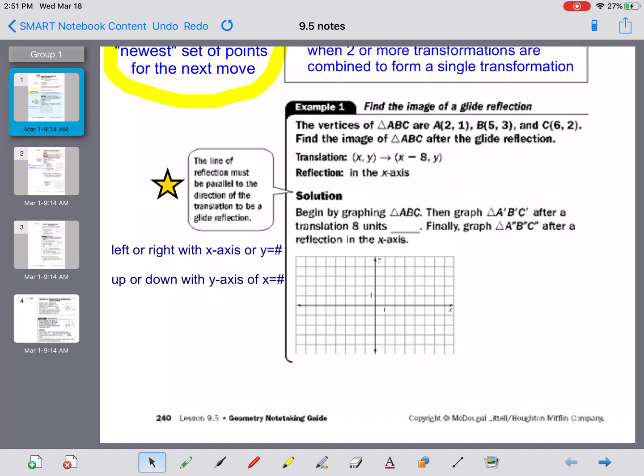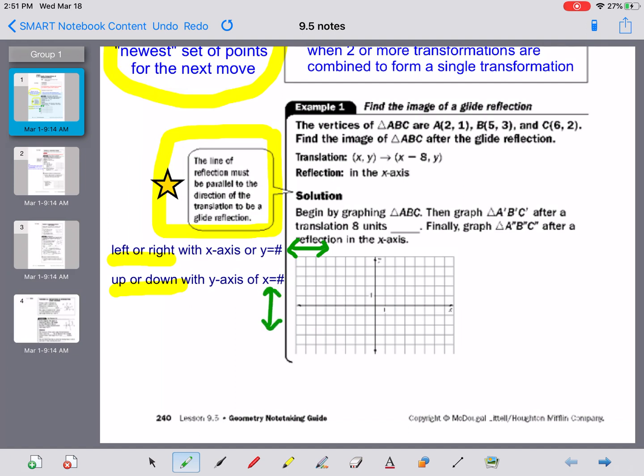Now, a couple notes in the margin before we start this example. Over here, the book warned us that the line of reflection must be parallel to the direction of the translation to be a glide reflection. And basically what it means is if you take your figure and you move it left or right first, then your reflection has to be either the x-axis or y equals a number. If you remember that y equals a number is a line that goes across like this. If you move up or down first, then you're going to go with the y-axis or x equals a number, and if you remember x equals a number are vertical lines that go like this.